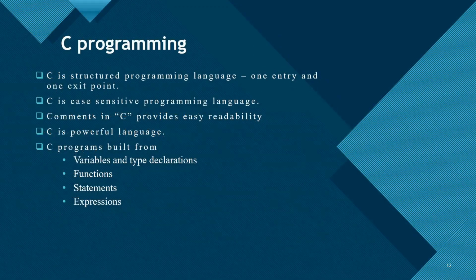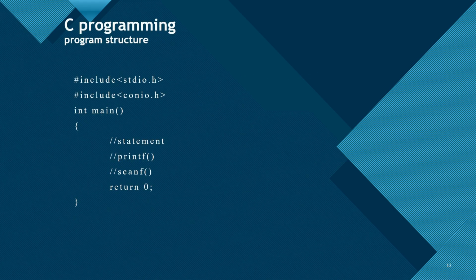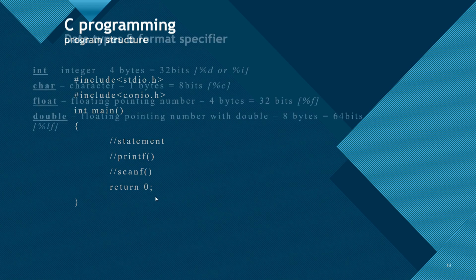Now, C programming. C programming is a structured programming language, with one entry and one exit point. C is case sensitive. C provides easy readability by its commands. C is a powerful language. C programs are built from variables, data types, functions, statements, and expressions. This is the typical skeleton of a C program. These are the header files: include stdio.h, standard input output, conio.h, console input output, and int main where we write the main code, and return 0.